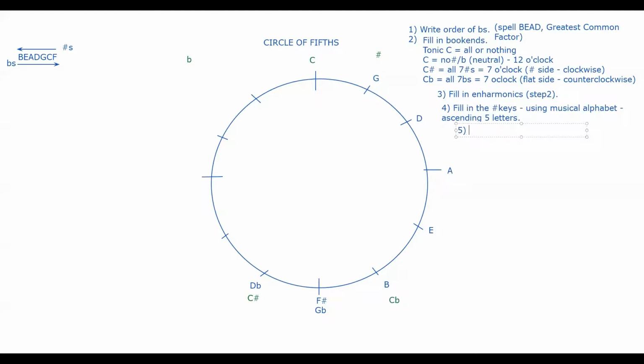The next step is to fill in the flat keys. Okay, the first one is the flat key that sits at the 1 o'clock hour counterclockwise, meaning it has 1 flat. You descend 5 letters using the alphabet. Okay, so let's do that. So we've got C, B, A, G, F. Great. After that first initial key is written in, then 2 o'clock on, it's the order of flats. That's the names of those keys.